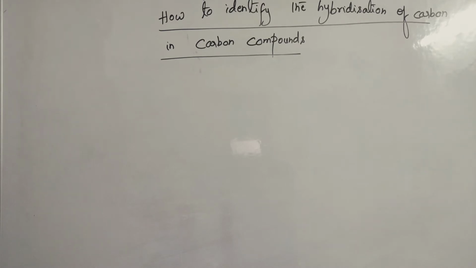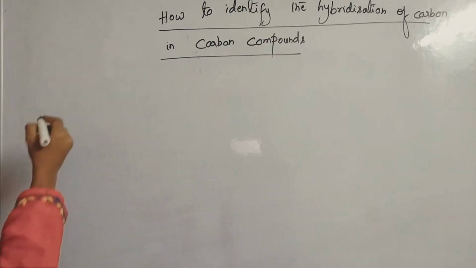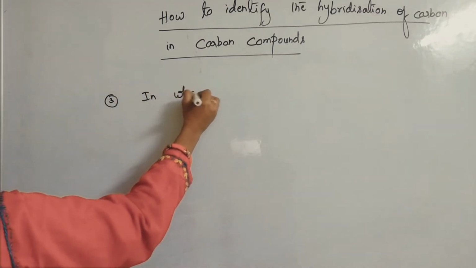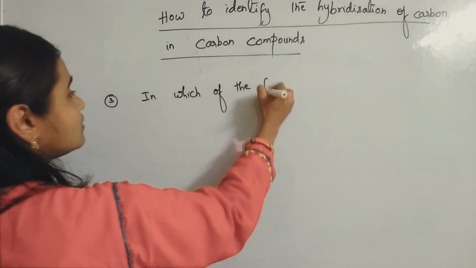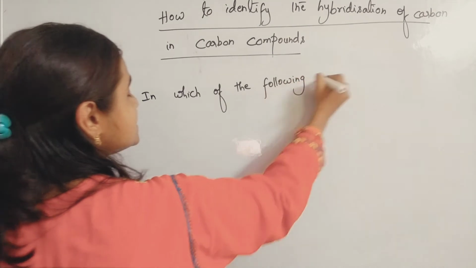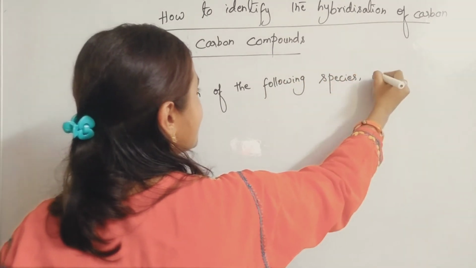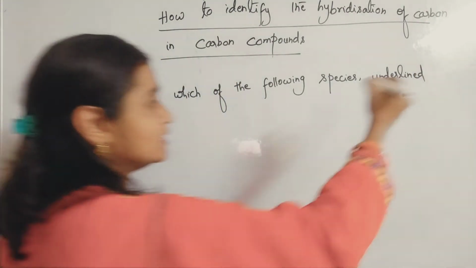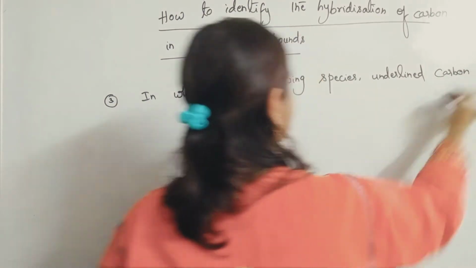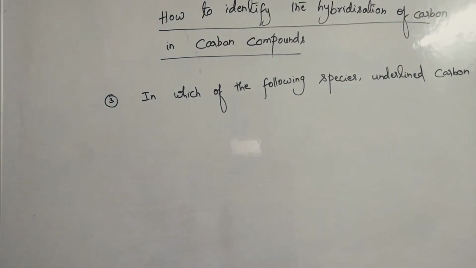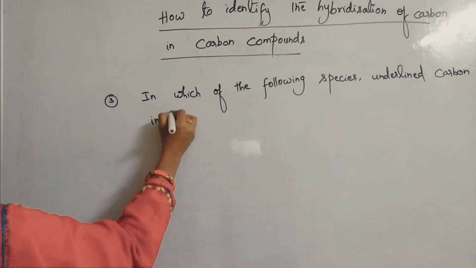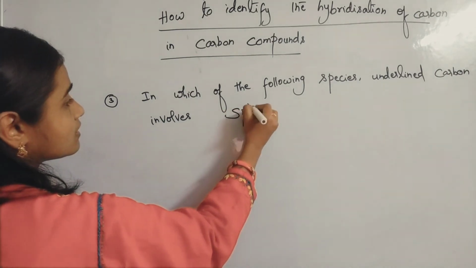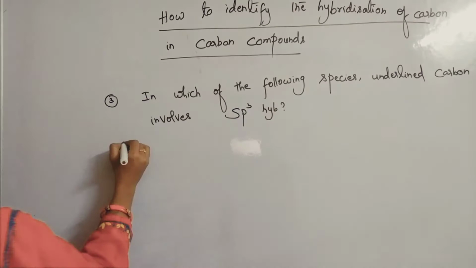Question number 3. In which of the following species is the underlined carbon involved in sp3 hybridization? In which of the following species is the underlined carbon undergoing sp3 hybridization? That is the question.